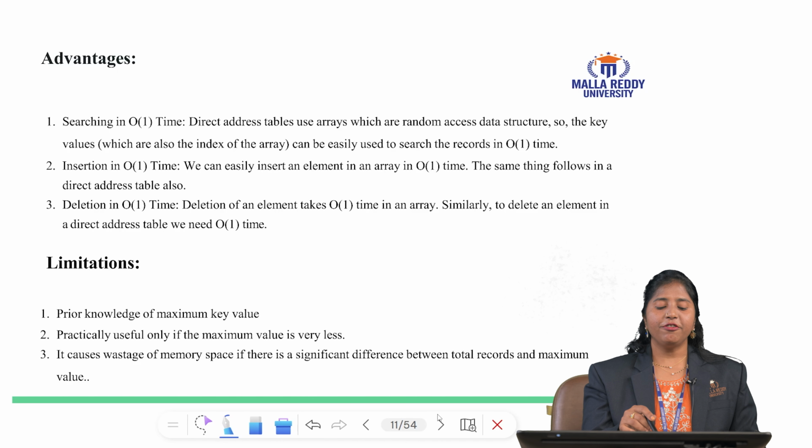The limitation is that it can waste more time, and we don't know the hash table size exactly, so we have to take the maximum size. That is the drawback of hashing.